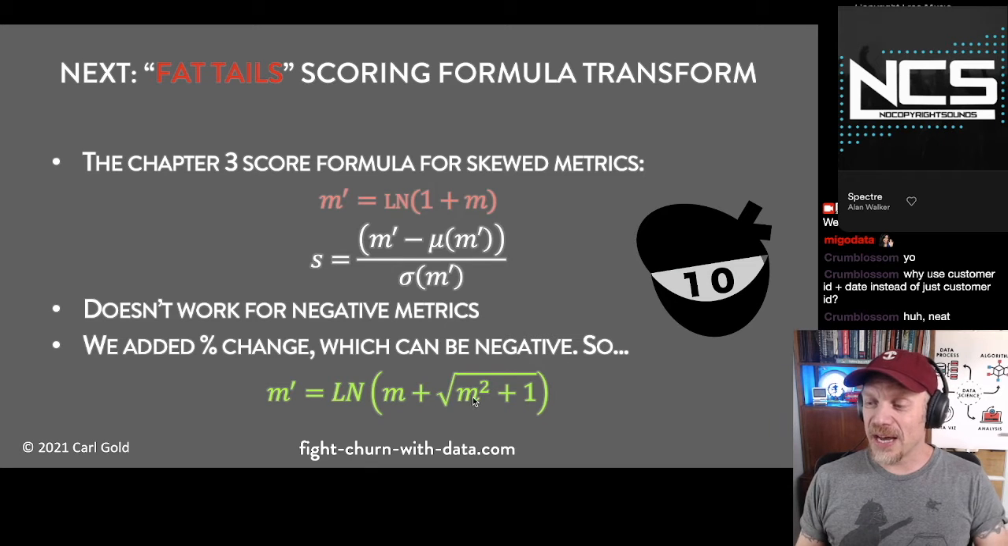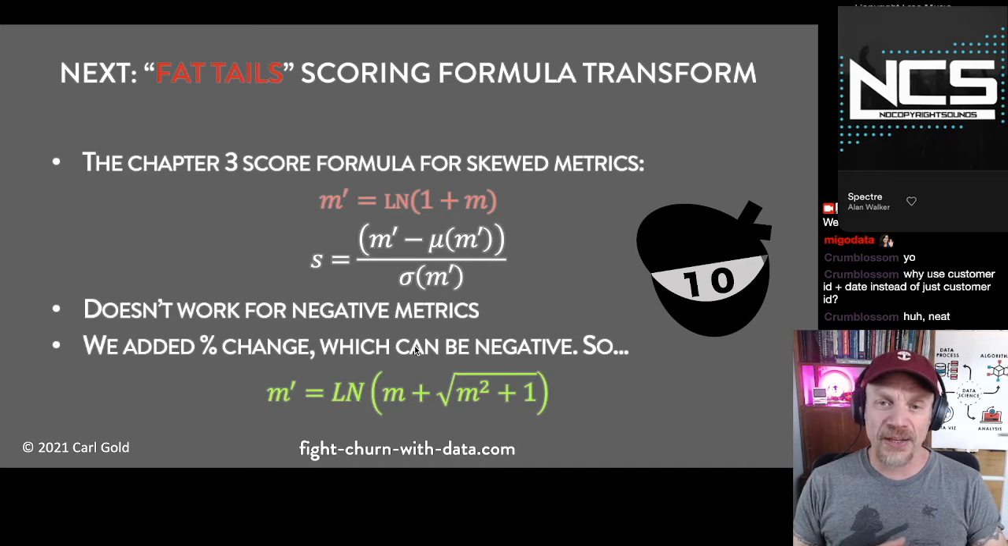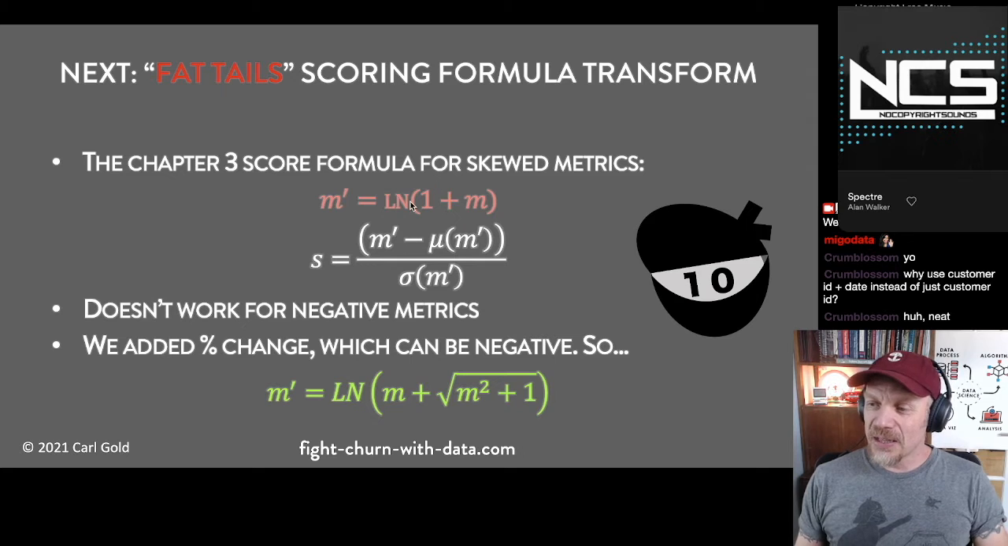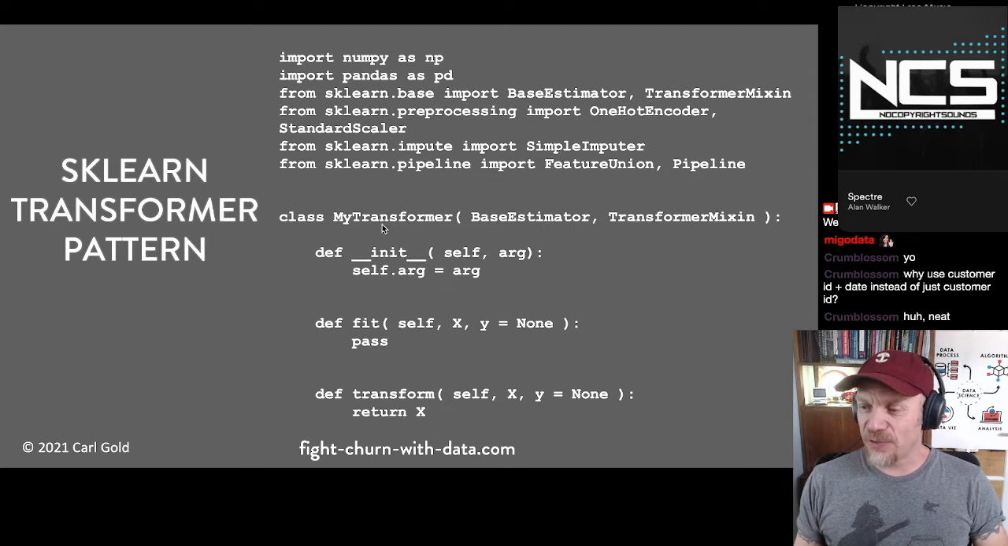If you have a negative metric, then this m squared will be positive, and then you add 1 to it, and it'll be just a little bit greater than the absolute value of the negative metric m here. So this total will always be positive, and the more negative the metric is, the closer it will be to 0. So this is suitable for scoring data with extremes in both directions. So that is the transform.